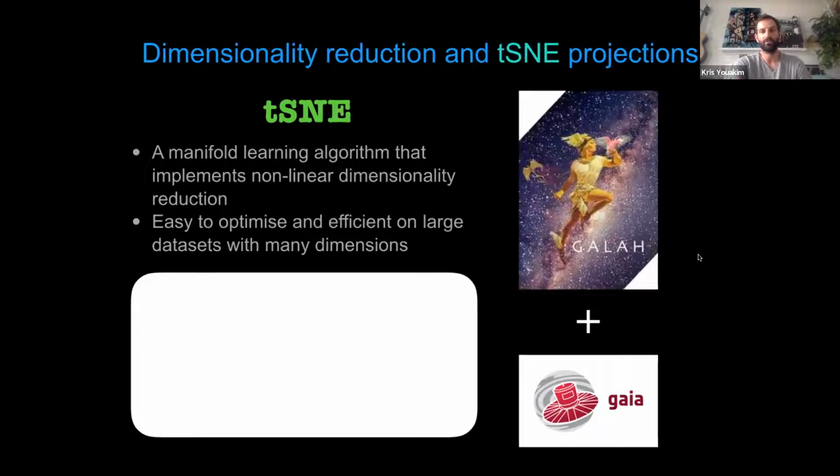But for those of you who aren't familiar, in brief, it's an unsupervised manifold learning algorithm that utilizes nonlinear dimensionality reduction. One way to think of this is kind of like a principal component analysis, but done in a more complex nonlinear way. And this is a great algorithm because it's really easy to use, has very few hyperparameters to optimize, and it's very efficient and quick to run on large data sets with many dimensions.